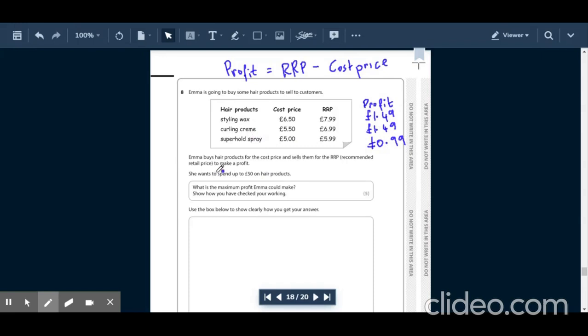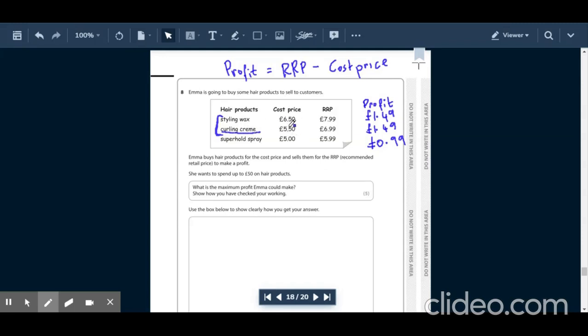So we want to find, if she spends up to £50, what's the most profit that she can make? So what is the most profitable product? Well, these two, the profit is the same. But if she's only spending 50 quid, we want to find the one she can sell the most times. So the one that's cheaper at cost price. So that's going to be the curling cream.